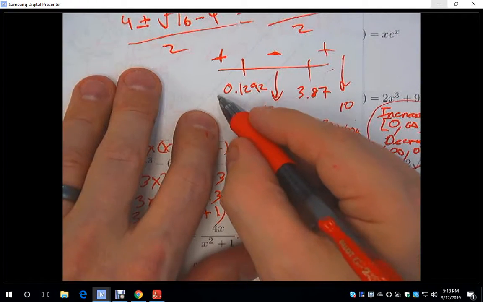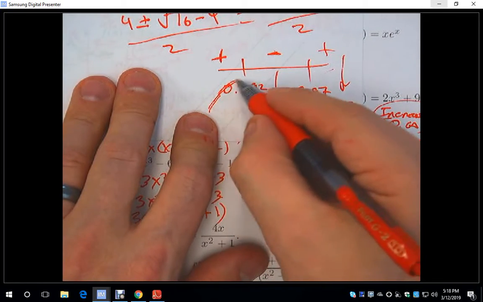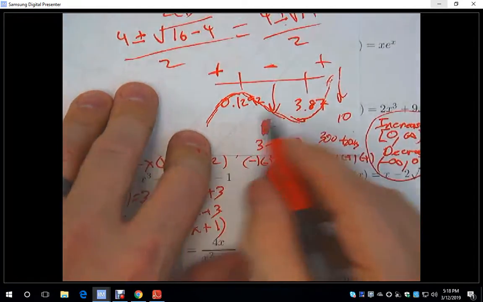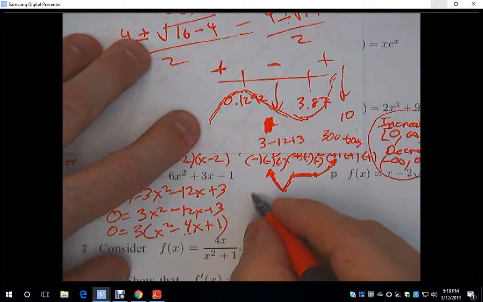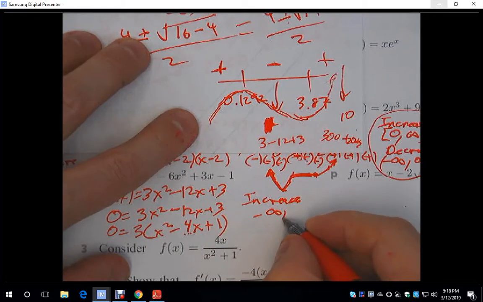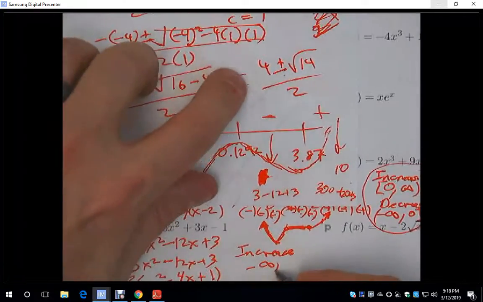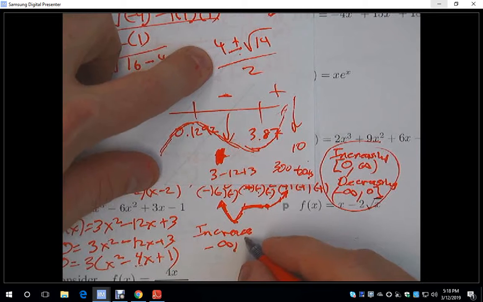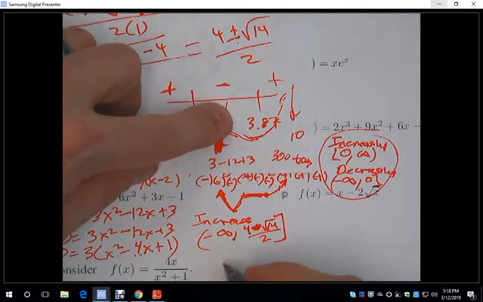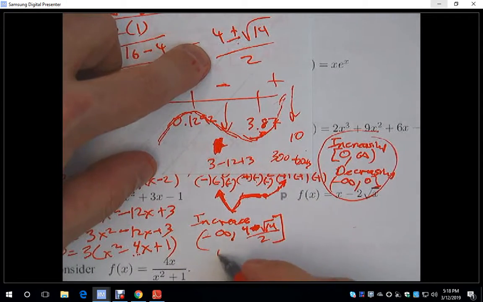So our graph is going to be, we have a positive slope, becomes negative, and then becomes positive again. So we can see in this particular case that our graph is increasing from negative infinity all the way up to that ugly irrational, 4 minus the square root of 14 over 2. And then we are going to be increasing again from 4 plus the square root of 14 over 2 to infinity.